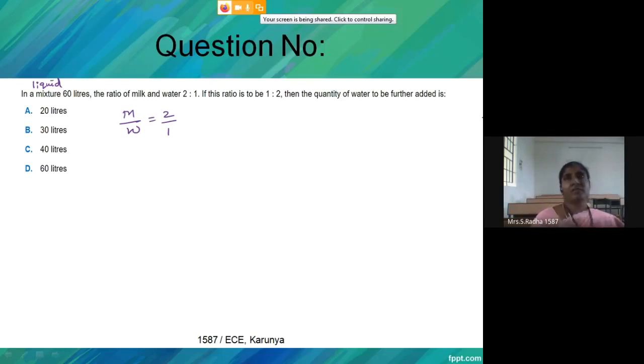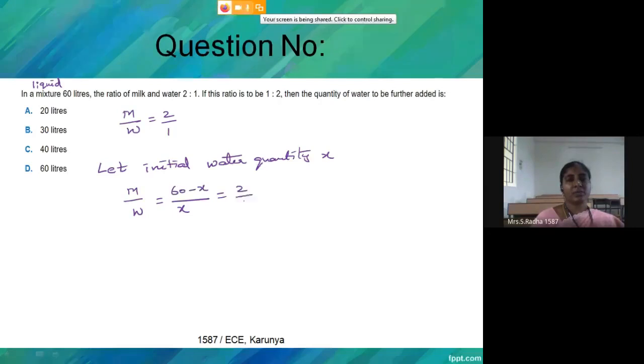What I will do, let me assume the initial water quantity to be x. Now milk by water: if I take water as x, milk will be 60 minus x, and it is nothing but 2:1. Otherwise, directly you can find out.